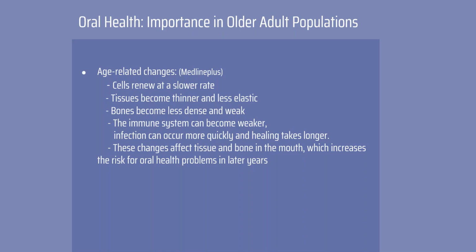And all of these changes also take place in the oral cavity, which increases the chance of oral infection in later stages of life. Along with that, the older adults are also suffering from comorbidities like hypertension, arthritis, diabetes, and other systemic diseases, and they take medications to treat those diseases. And these medications and the systemic diseases have an impact on the oral cavity as well.